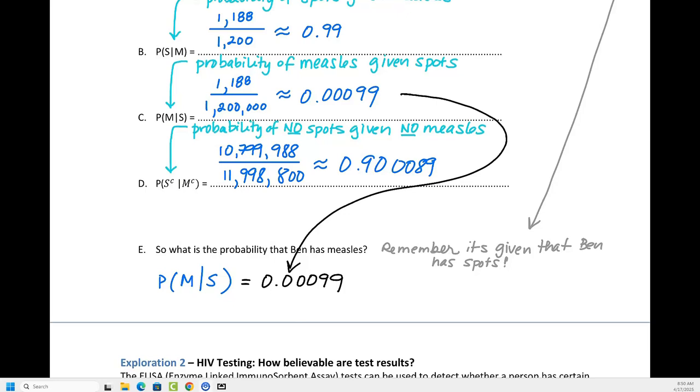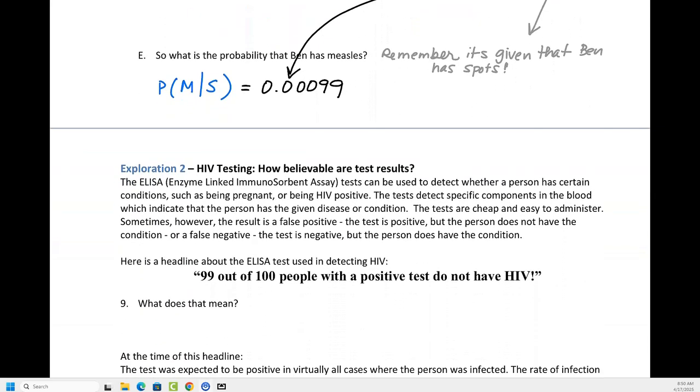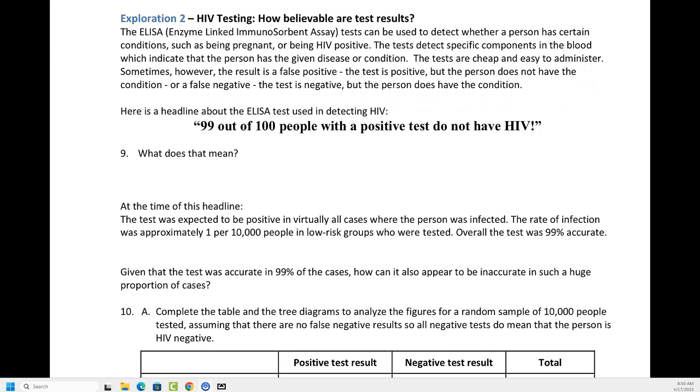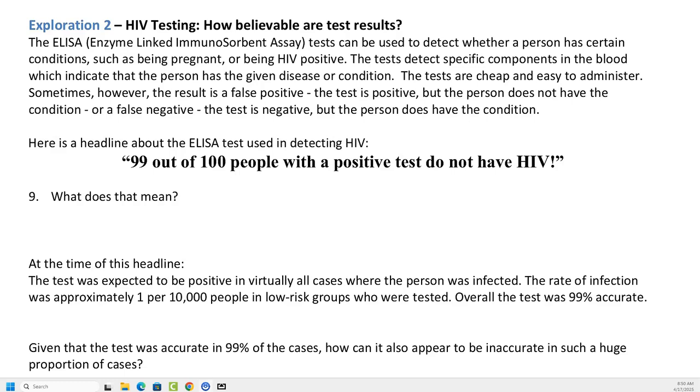How are we doing? Can I move on to the last page? Okay. This is a good discussion. Part of me wants to cut it out because of time, but it is a good example.